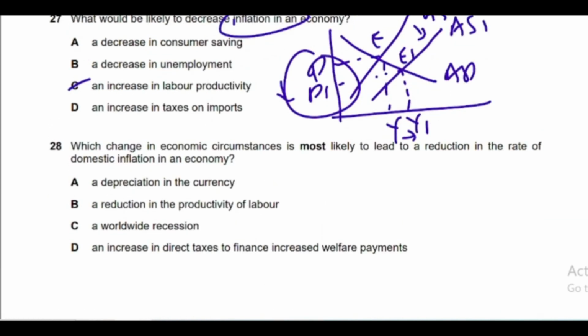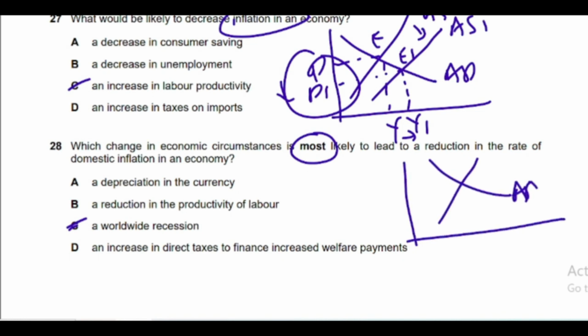Question number 28, which change in economic circumstances is most likely to lead to reduction in rate of domestic inflation in an economy. And the answer is worldwide recession. When worldwide recession occurs, then aggregate demand falls, and when aggregate demand falls, it is most likely to decrease inflation as well. So you can again make the graph.